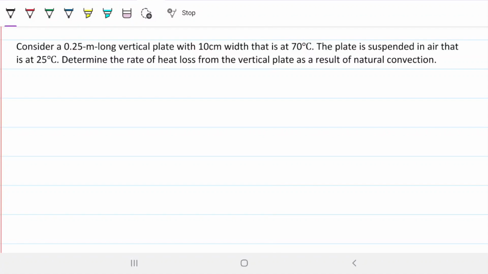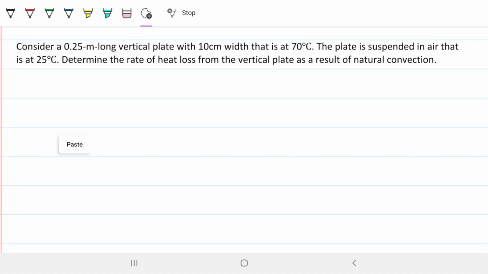Consider a 0.25 meter long vertical plate with a 10 centimeter width that is at 70 Celsius. The plate is suspended in air that is at 25 Celsius. Determine the rate of heat loss from the vertical plate as a result of natural convection.